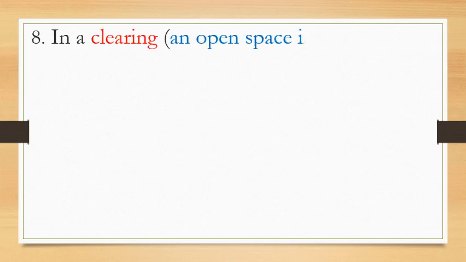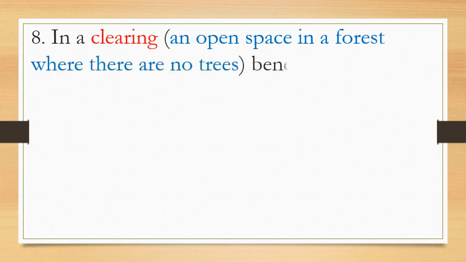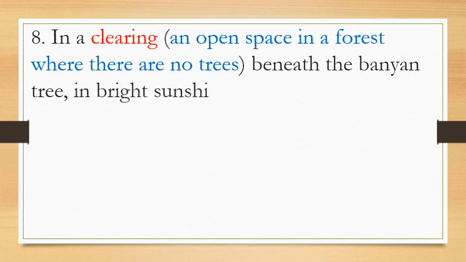In a clearing means an open space in a forest where there are no trees. Beneath the banyan tree, in bright sunshine, they came face to face. Means both the cobra and the mongoose came before each other under the banyan tree in the hot summer day.